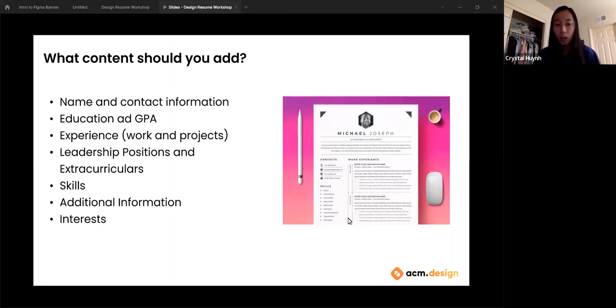Additional information. This can be honors, again, school honors, or maybe awards from competitions that you've been a part of, languages that you speak, things like that. And interests. If you have the space, you can put in something to give your resume a bit of personality and show a bit more about who you are as a person. This is only if you have the space, but if you want to fill it mostly with work experience or leadership experience, feel free to leave that out if you want to.